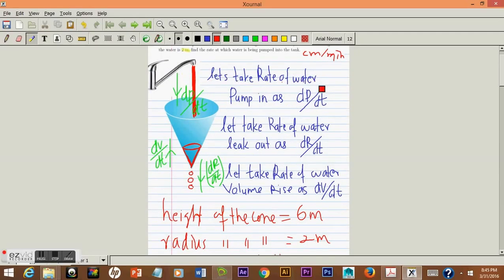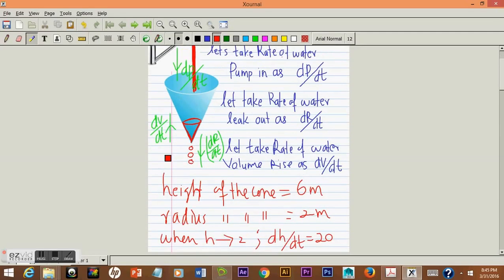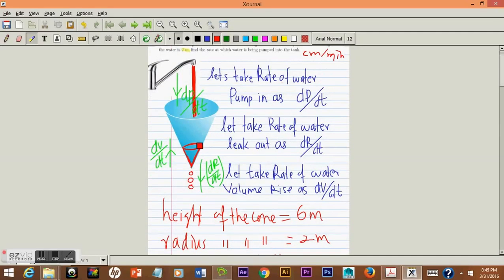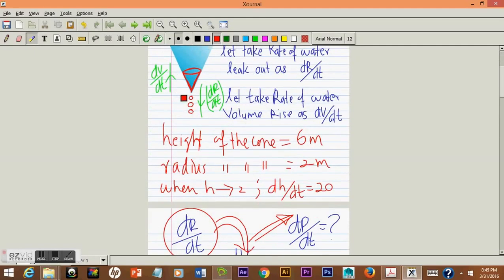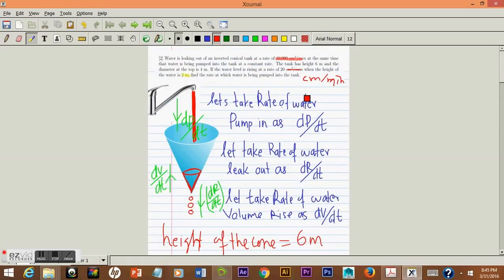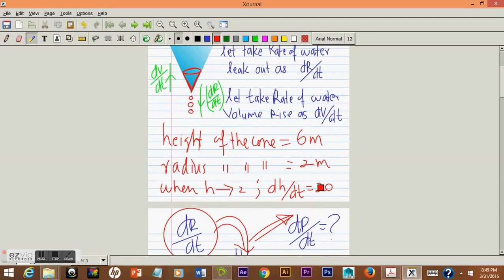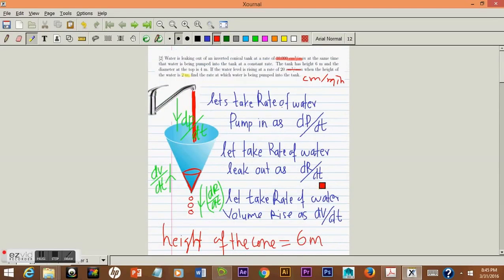Then we are getting this dp by dt and we are defining all the values. Let's take the rate of the water pumped in as dp by dt, and the rate of the water leaked out as dr by dt, which is the bottom one. Then the water level rise as dv by dt, and we have marked it out. The height of the cone is 6 and the radius is 2 meters, and when h is equal to 2, the dh by dt value given is 20 centimeter per minute. Very careful.